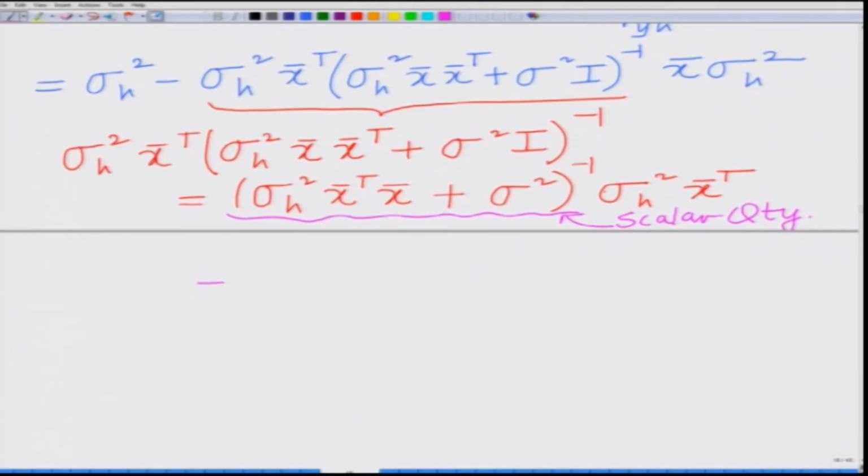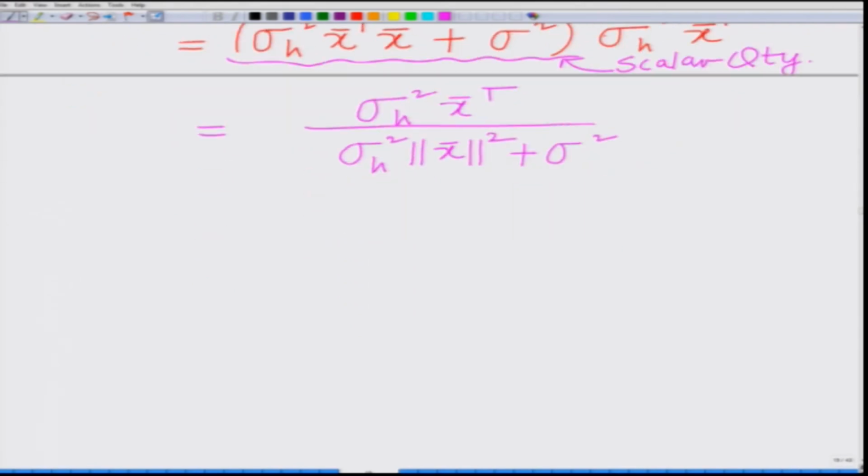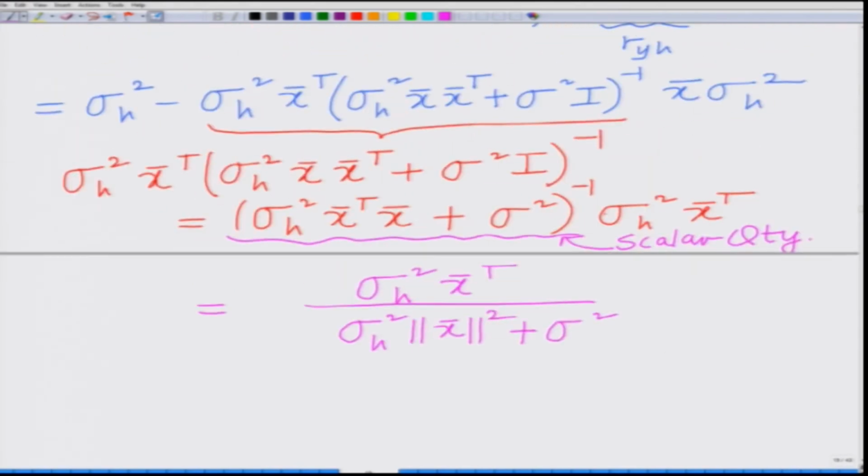Okay. This follows from several principles, and we have proved it in one of the modules. In fact, this also follows from the matrix inversion lemma, the matrix Woodbury identity, and you can derive it again. And therefore, this is the simplification. Let us call this star.